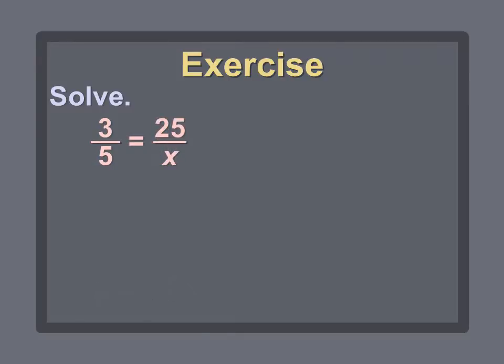Now this one, 3 over 5 equals 25 over x. This time when we solve, we can solve it like a proportion. So we get 3x is equal to 5 times 25. So now we've got 125 divided by 3, and we get 41 2/3.